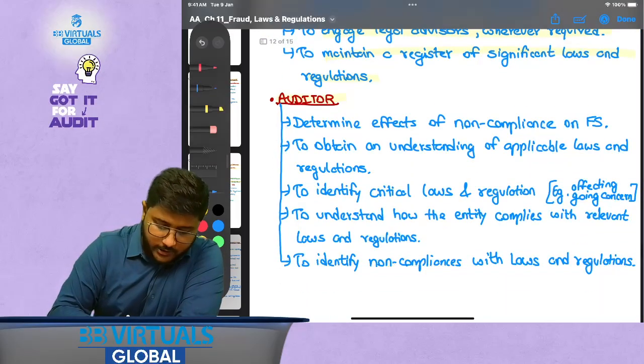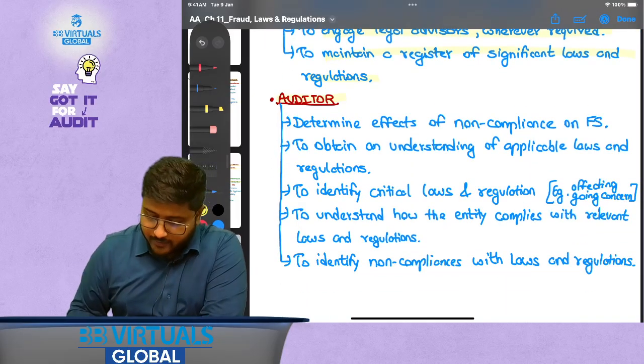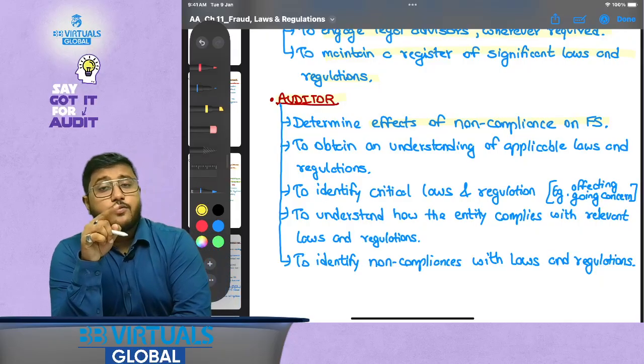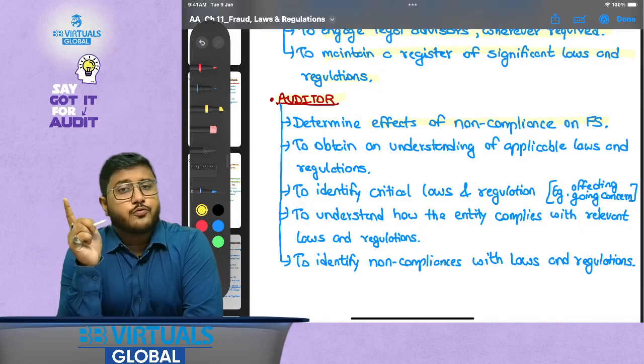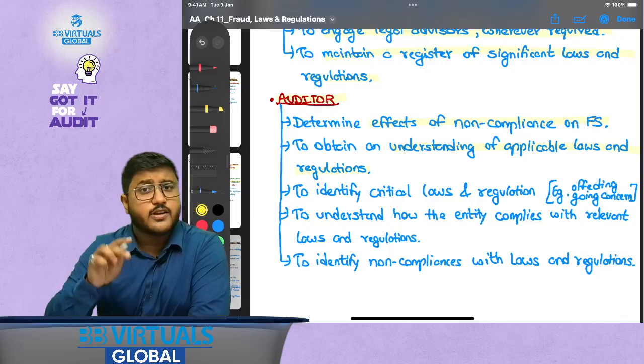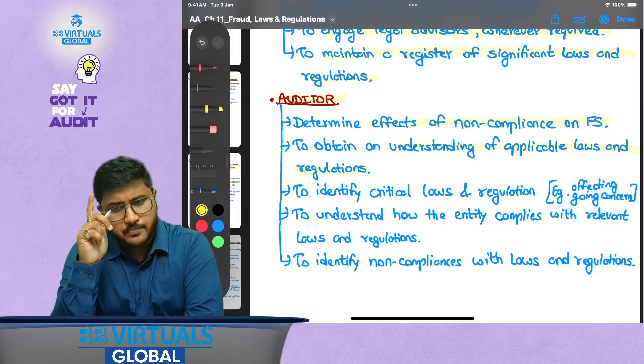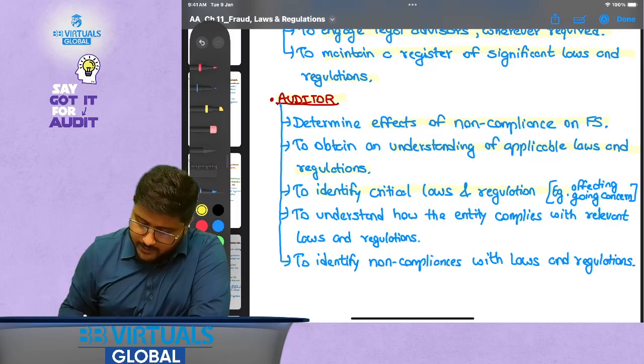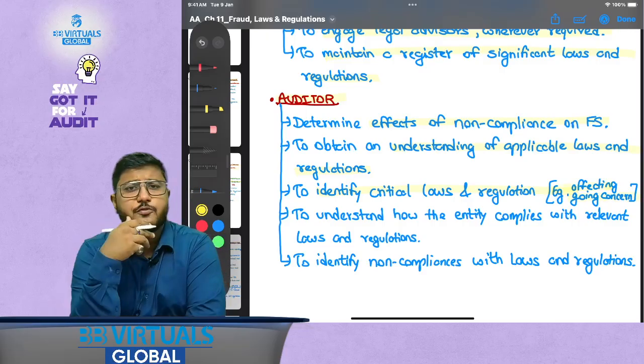Whereas when we talk about the auditor, they determine effects of non-compliance on FS, that is, they have to determine which laws will have which kind of effects, and they should focus on the significant ones. To obtain understanding of applicable laws and regulations, that is, what all laws and regulations are applicable, and then they have to identify critical laws and regulations which might affect going concern.